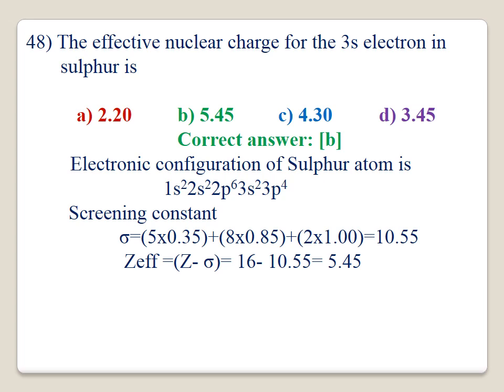The outermost orbital, the number of electrons present is multiplied by 0.35. The next inner orbital, the number of electrons is multiplied by 0.85, and then the next inner orbital, the number of electrons is multiplied by 1. This is the way of calculating sigma, that comes around 10.55. Therefore Z effective will be equal to Z minus sigma. Z is 16 for sulfur, 16 minus 10.55, that will be equal to 5.45. The correct answer is B.